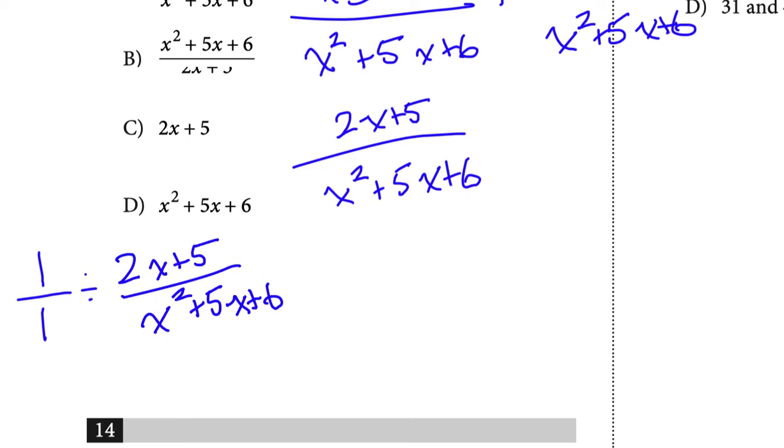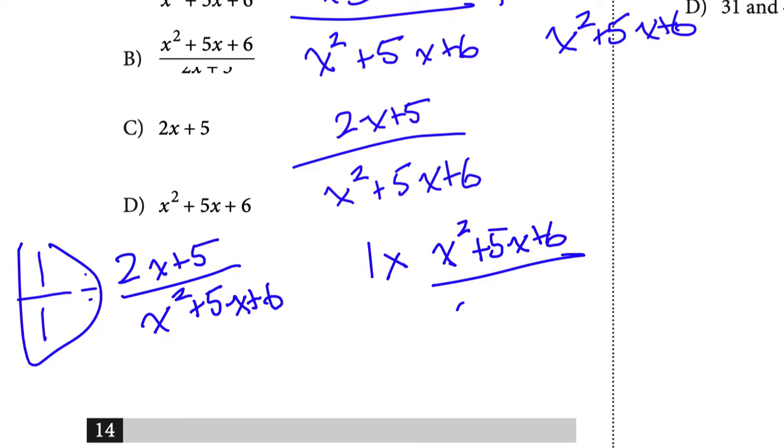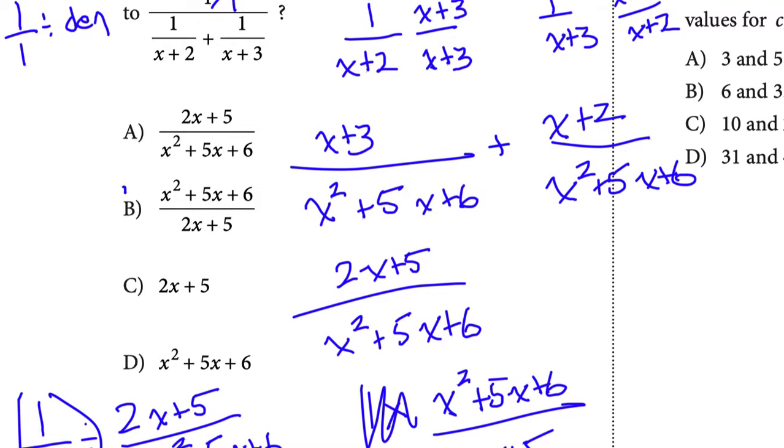What happens when we divide fractions? Keep it, change it, flip it. Keep it. Good. So it's 1 times, flip it: x squared plus 5x plus 6 all over 2x plus 5. 1 times anything is itself. So there's the answer: x squared plus 5x plus 6 over 2x plus 5. And there it is, B.